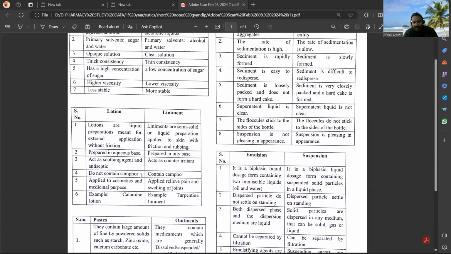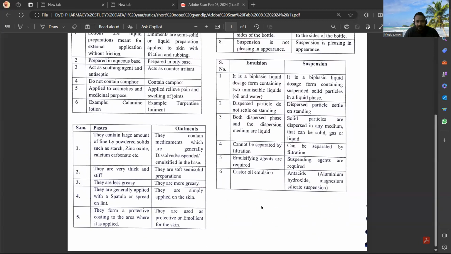Lotions do not contain camphor, but liniment contains camphor. And lotions are applied for cosmetic or medicinal purposes, but liniments are applied to relieve pain and swelling of joints. An example of lotion is calamine lotion and an example of liniment is turpentine liniment. Next, the difference between paste and ointments.